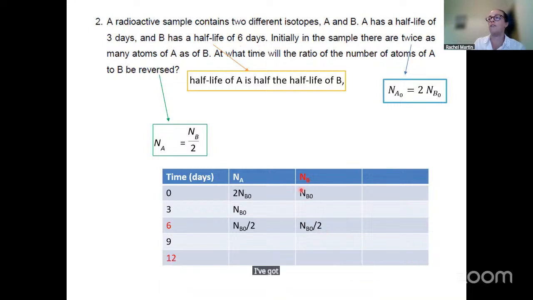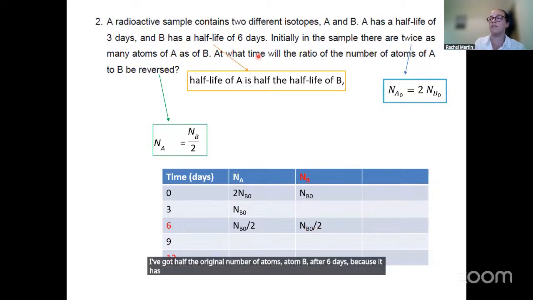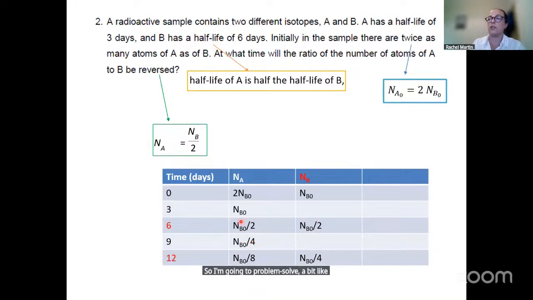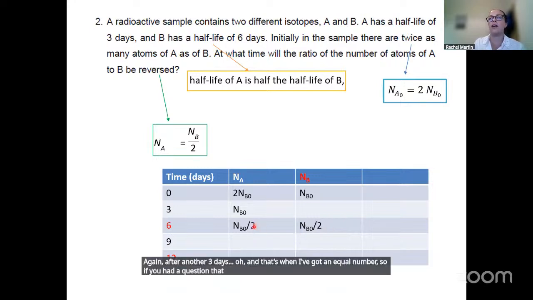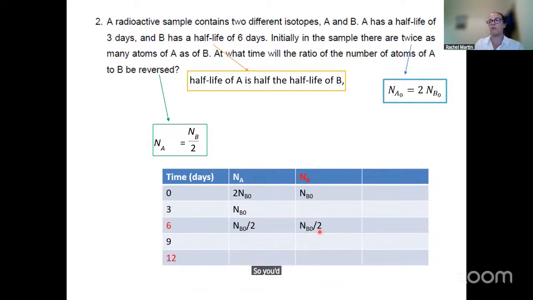I've got half the original number of atoms, atom B, after 6 days because it has a half-life of 6 days. So I'm going to problem solve a bit like trial and error, I suppose, in some ways. Again, after another 3 days, oh, and that's when I've got an equal number. So if you had a question that said, when are you going to have the same number of atoms of A as atoms of B, it would actually be after 6 days. So you'd have the same number of both of them after 6 days, however many you started with, because everything in the question we assume to be true.